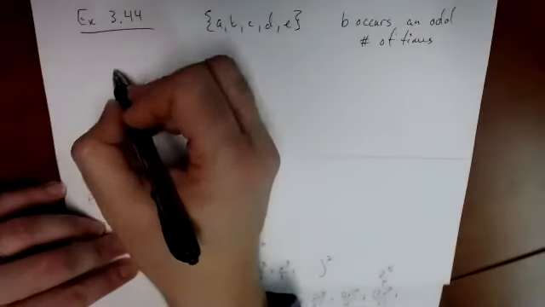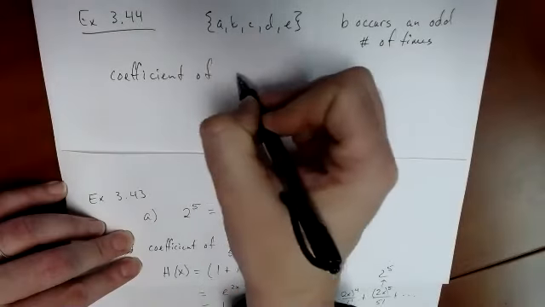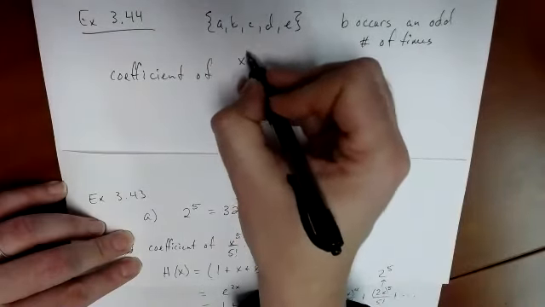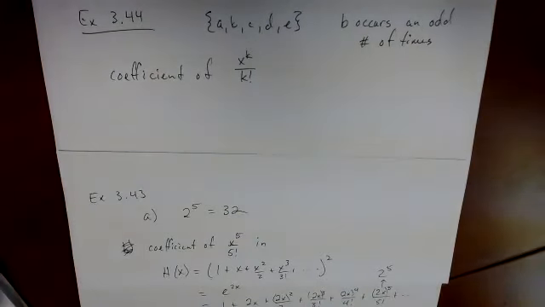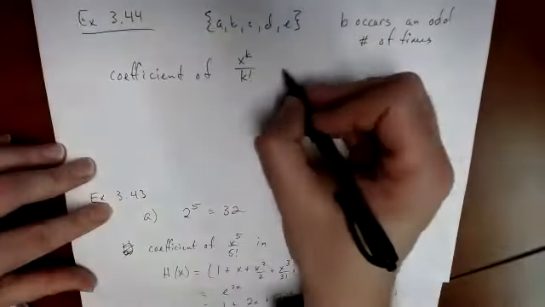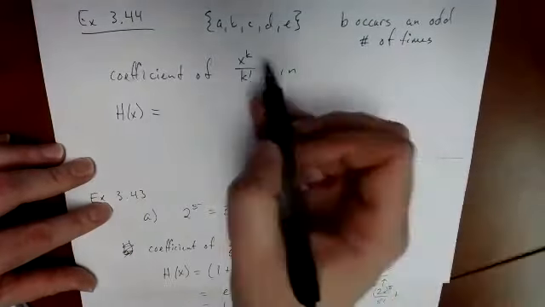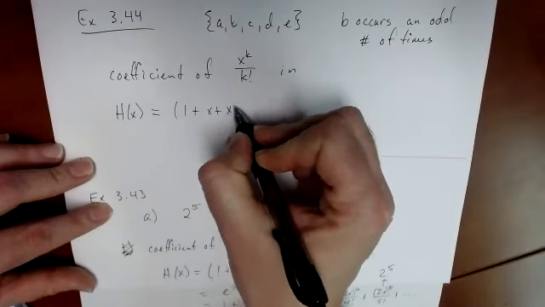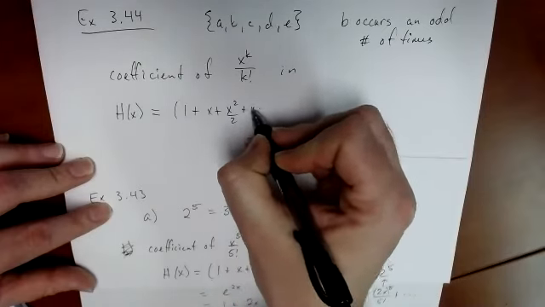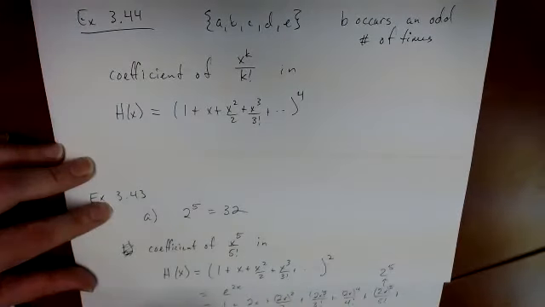So this will be the coefficient of, we're finding code words of length k, right? So the coefficient of x to the k over k factorial, because code words means that order matters. And so our exponential generating function is, for everything but B, 1 plus x plus x squared over 2 plus x cubed over 3 factorial, just like usual. So we get that to the 4th.